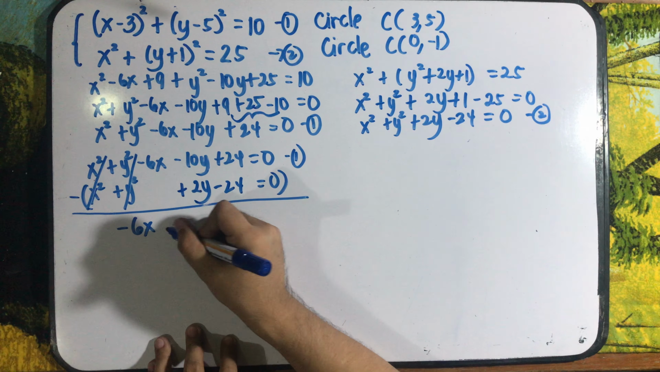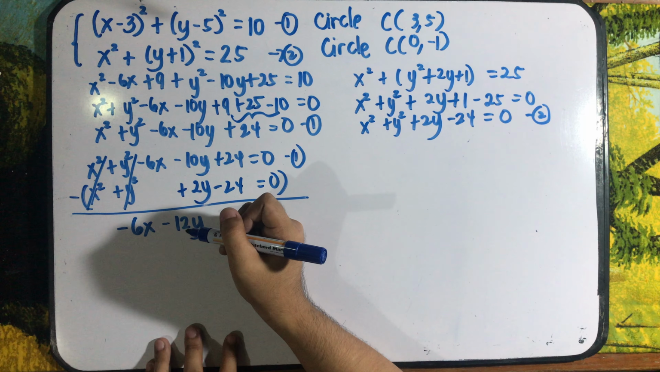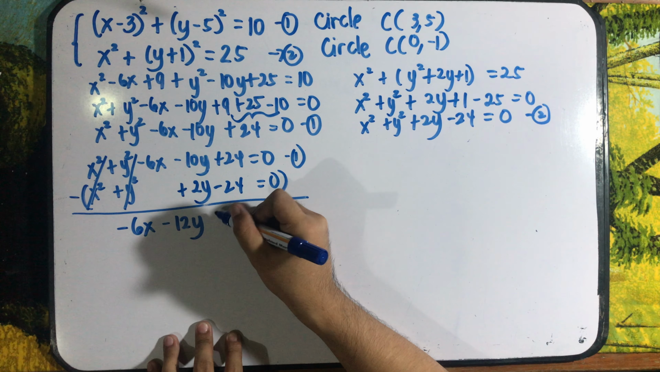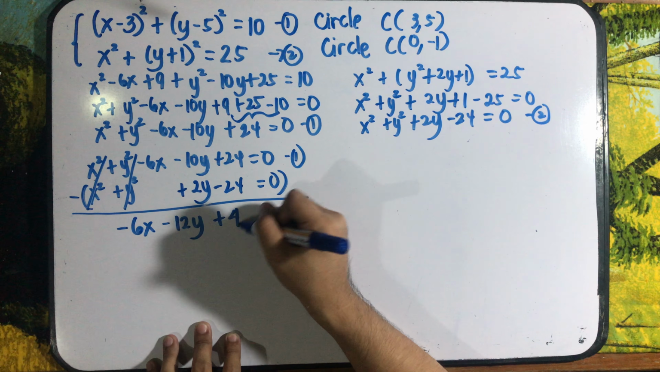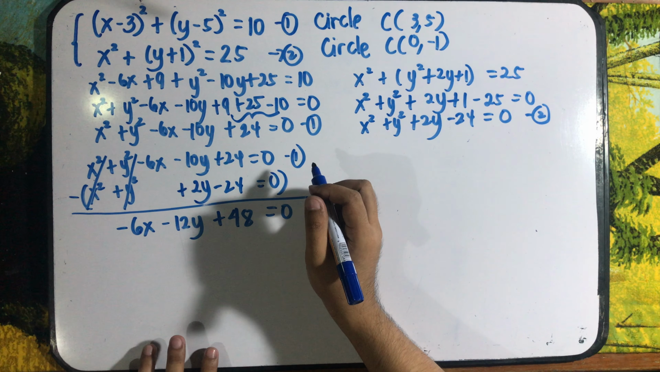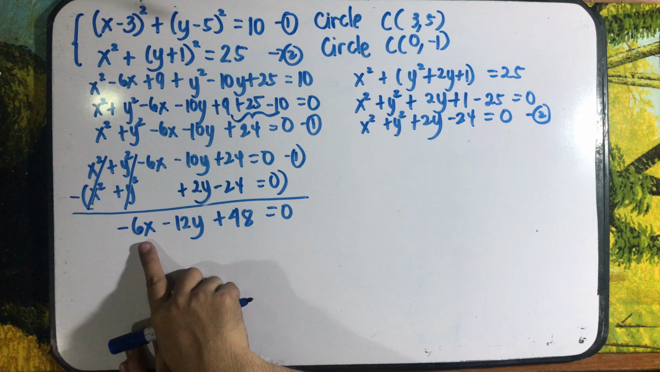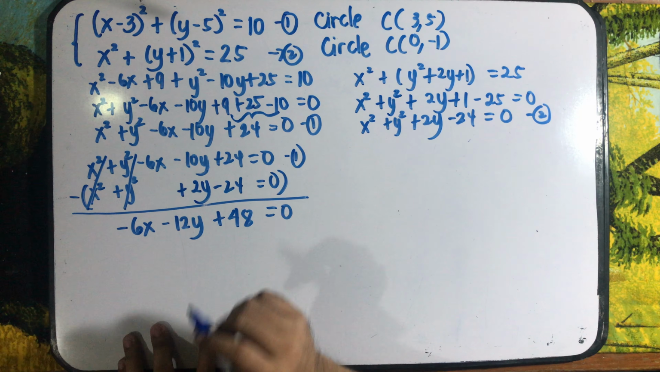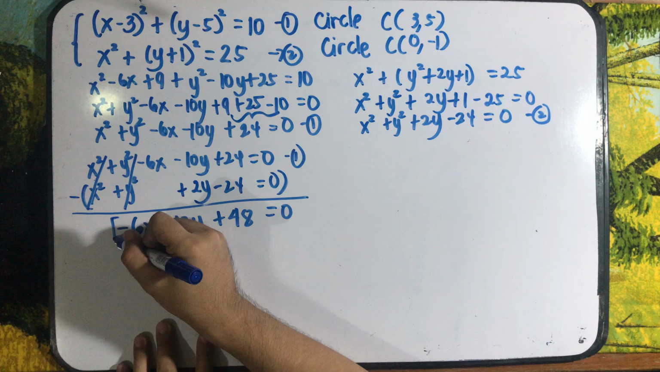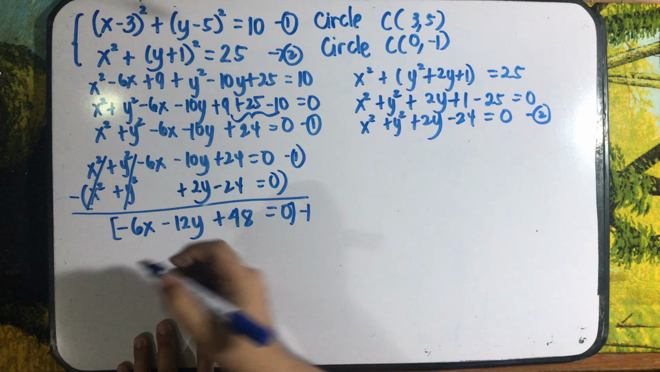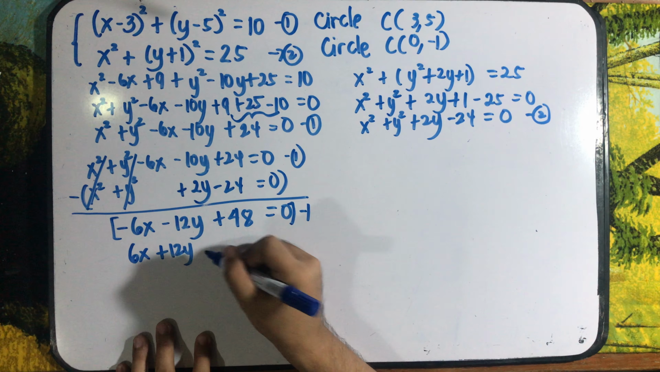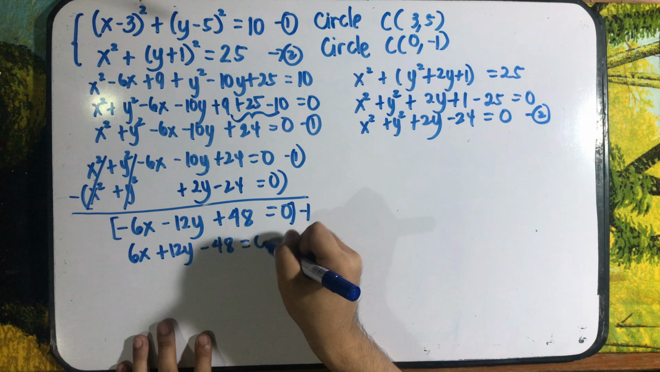Negative 10y minus 2y, that is negative 12y. And also, we have positive 24 minus negative 24, negative negative becomes plus. Therefore, this is plus 48 is equal to 0. Since we have negative 6x minus 12y plus 48, I will multiply this by negative 1, and this becomes 6x plus 12y minus 48 is equal to 0.